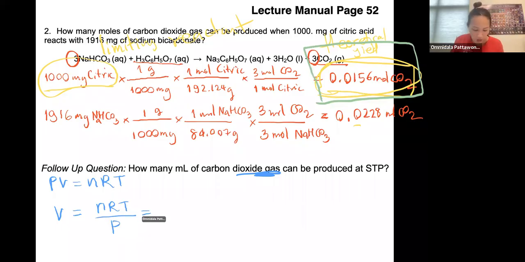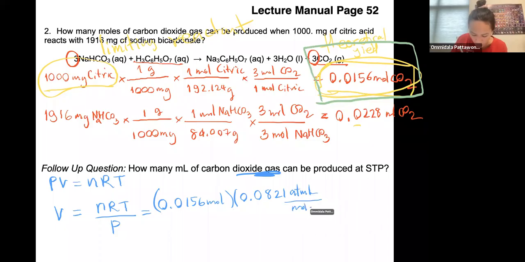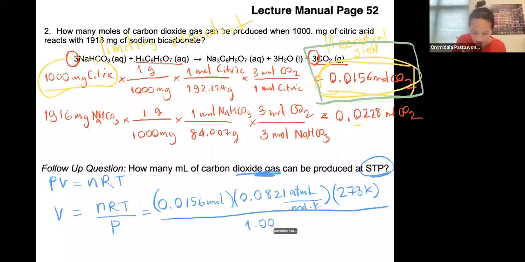Because we know that the moles we calculated earlier is only 0.0156 mole, we're going to use that. You're going to multiply that by the R constant, 0.0821 atm times liter over mole over Kelvin. Then temperature is given as standard temperature and pressure. Standard temperature is 273 Kelvin, and pressure is 1 atm. So the volume is going to come out equal to 0.3496. This is in liters, but this problem is asking for milliliters.